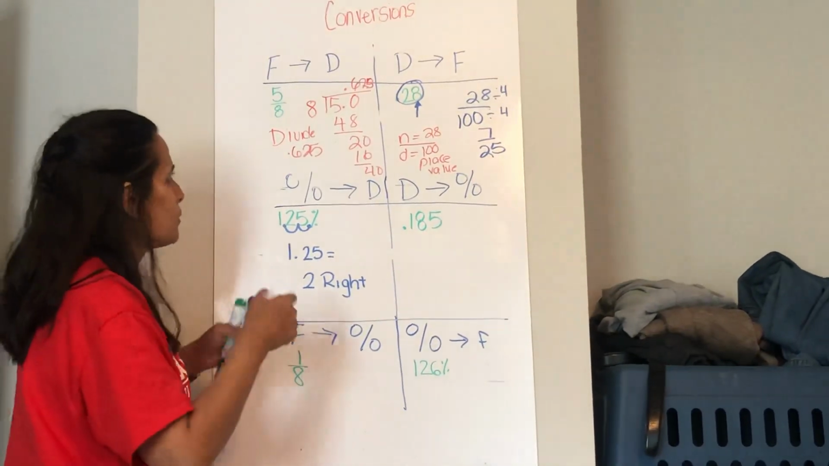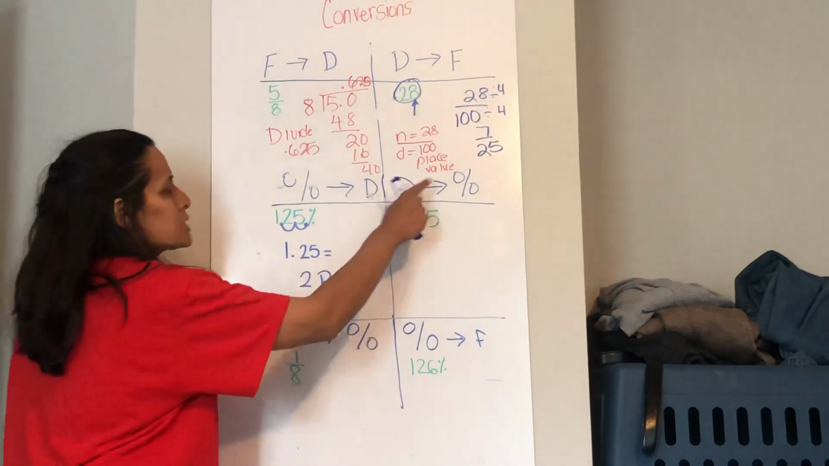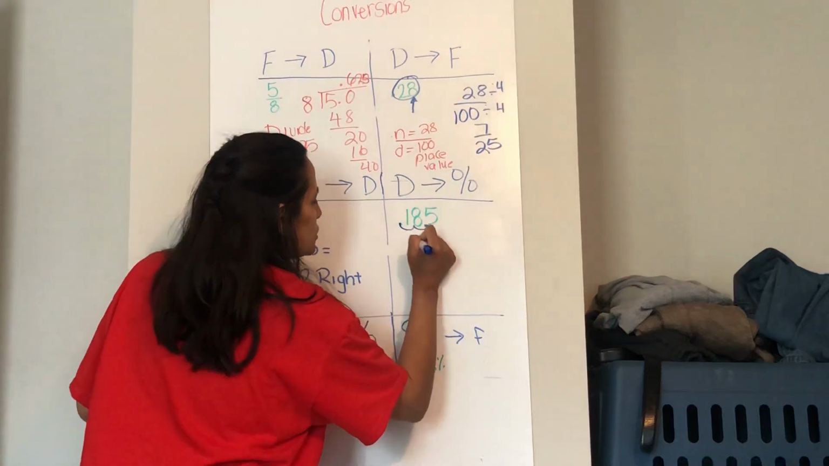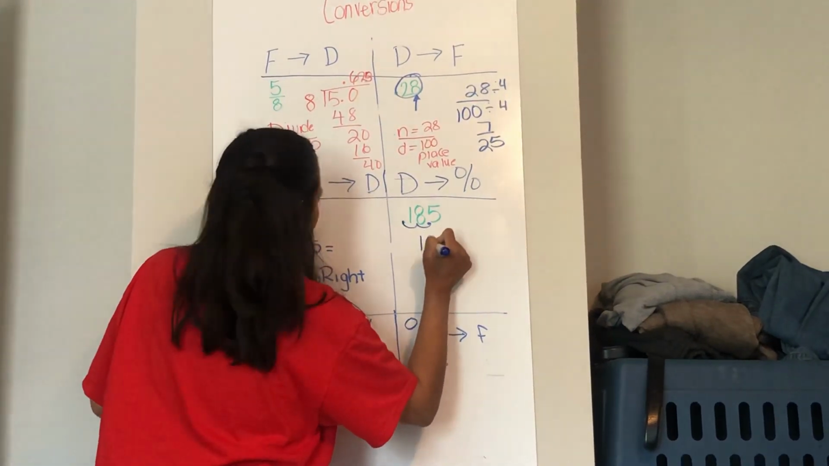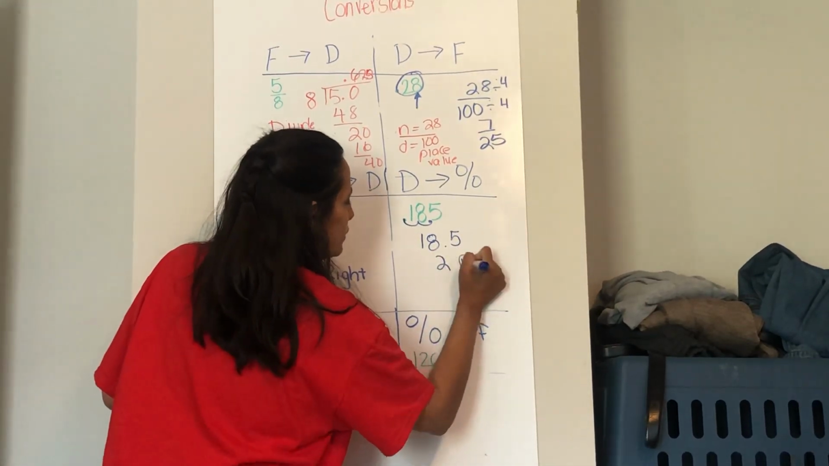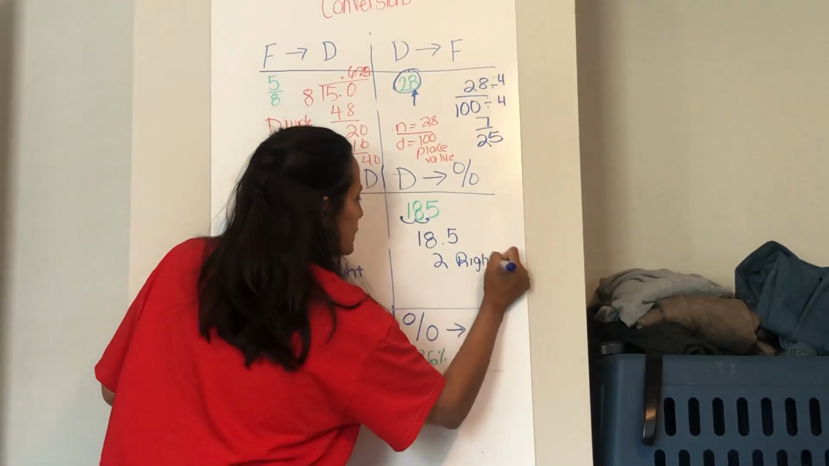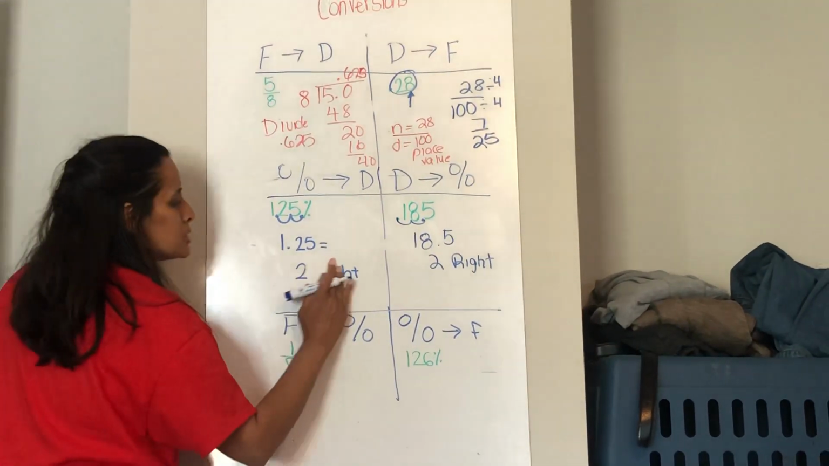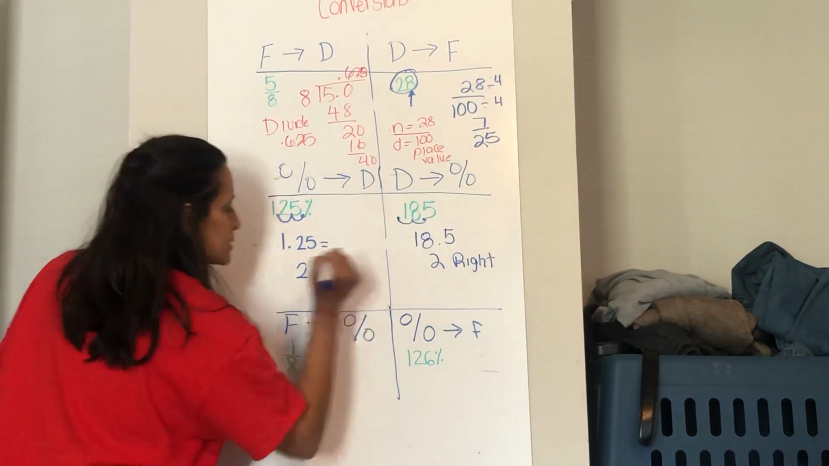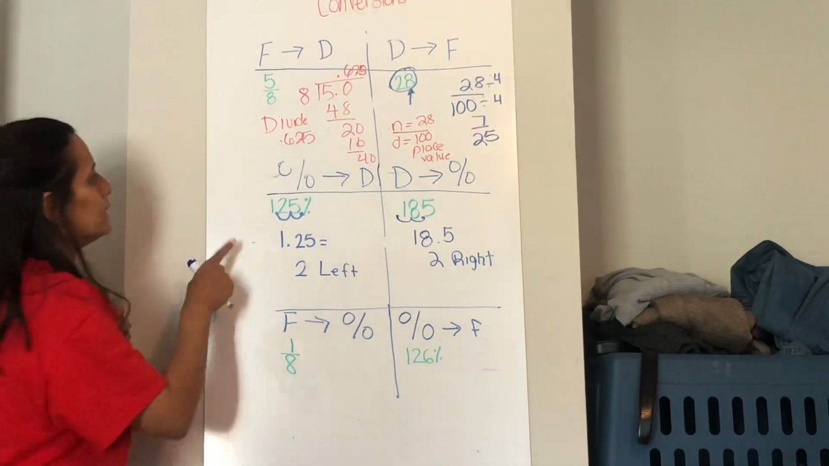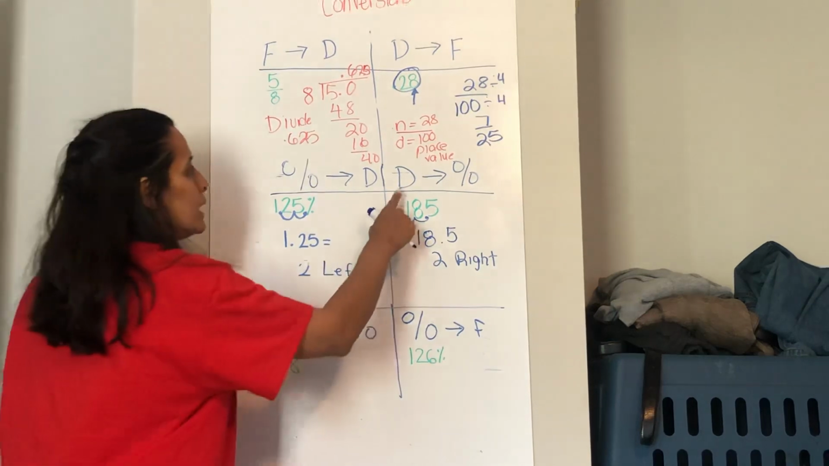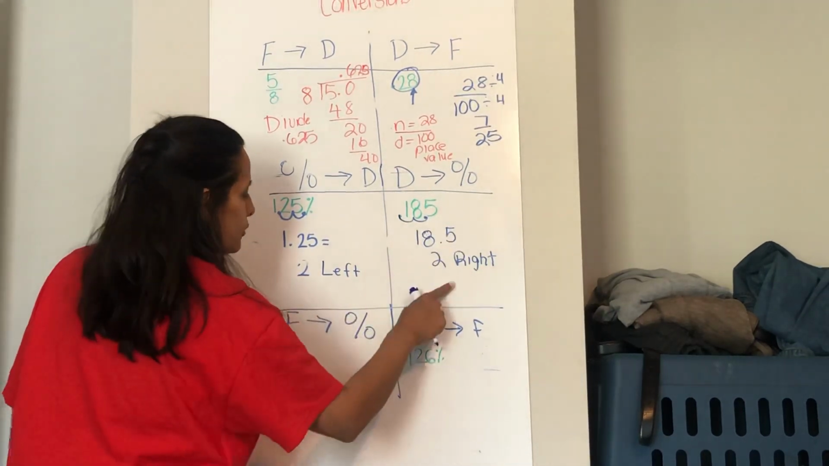Okay. Next one, when we want to take a decimal and make it a percent, this time we're going to move it 2 places to the right here. So I made a mistake. This is not 2 places to the right. This is 2 places to the left. Okay, so again, from percent to decimal, it's to the left. From decimal to percent, it's to the right.